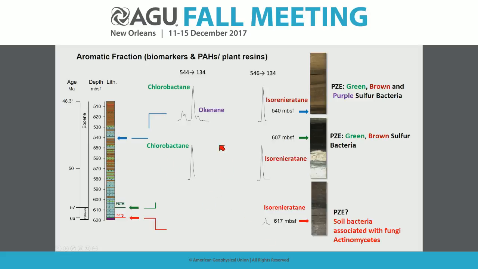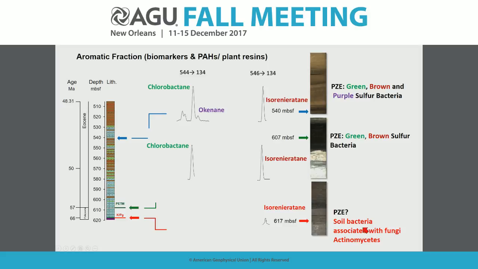However, in the PETM, we find chlorobactane and isorenieratane, indicating photic zone euxinia and green-brown sulfur bacteria. And in the Cenozoic samples above the PETM, we find evidence of green, brown, and purple sulfur bacteria, indicating photic zone euxinic conditions. What is unusual is the presence of isorenieratane in the suevite sample, which has a high amount of perylene and also high amounts of soil bacteria.